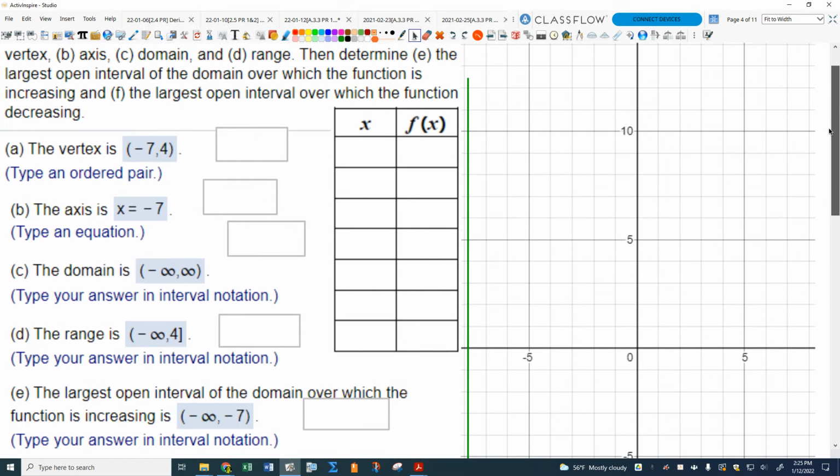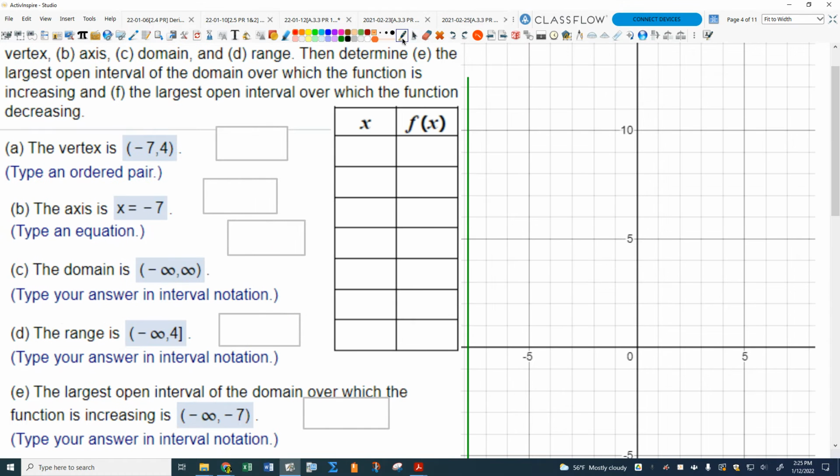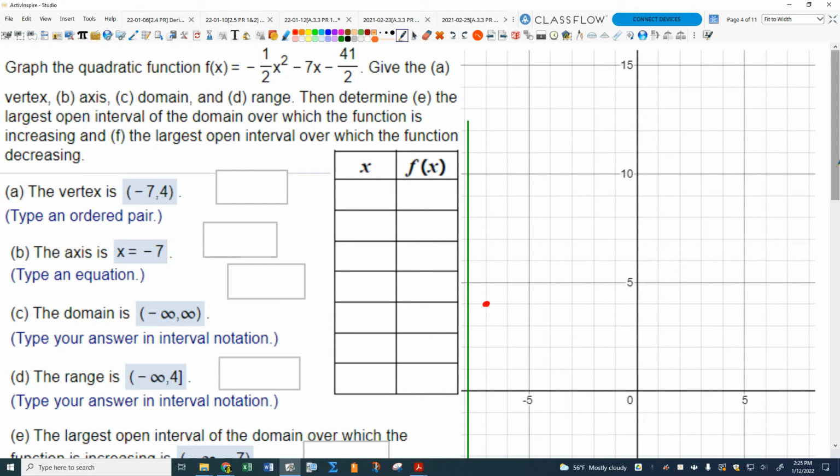So we got our vertex. Our vertex is at negative 7, positive 4. Ooh, yikes. Negative 7, positive 4. This is not very convenient. But there it is. Right, there's our vertex. What's the shape going to be if we said A was equal to negative 1/2, right?